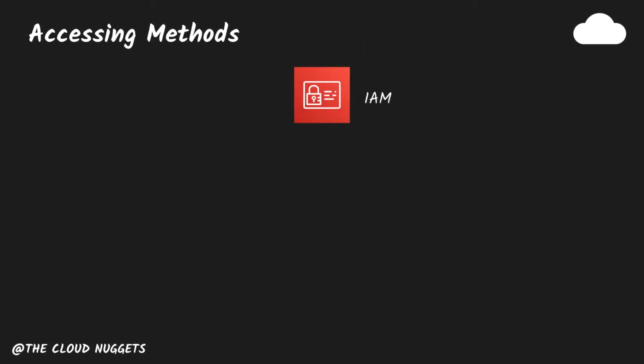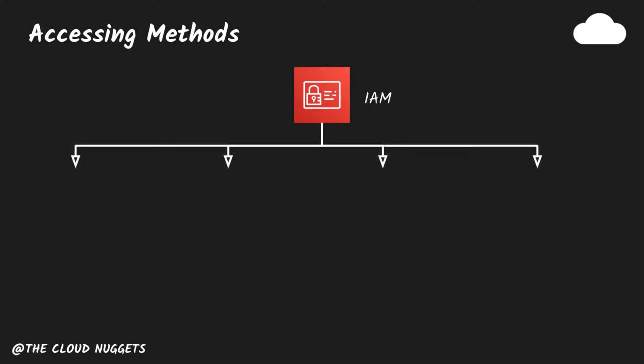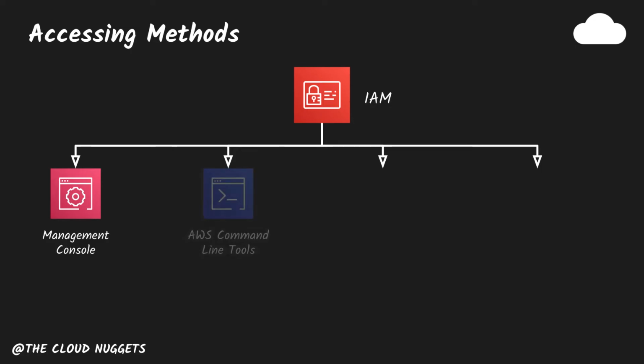IAM can be accessed in 4 different ways. AWS Management Console is a browser-based interface to manage IAM and AWS resources. Command line tools. You can use command line tools to issue commands at your system command line to perform IAM and AWS tasks. Using the command line can be faster and more convenient than the console.